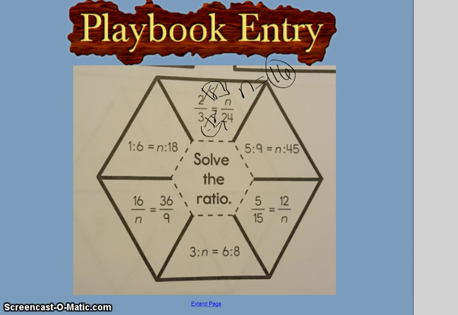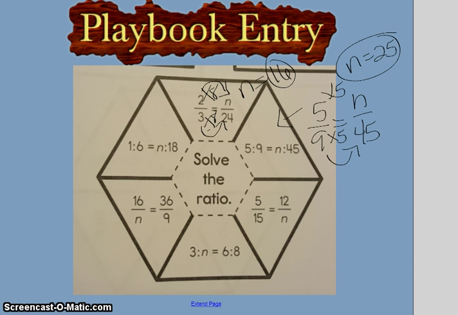So now lifting the flap of this one, I'm going to write 5 over 9 equals n over 45. I know that my 9 can go to 45 by times 5, so I can use proportional reasoning. So I'm going to multiply by 5 at the top, so n equals 25. And so that will go underneath this flap right here.